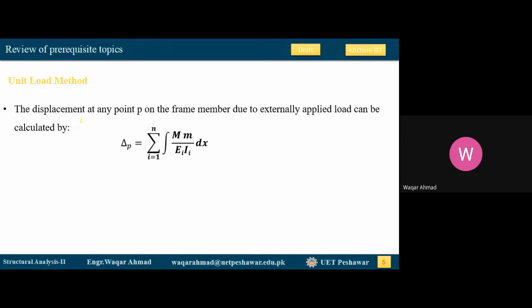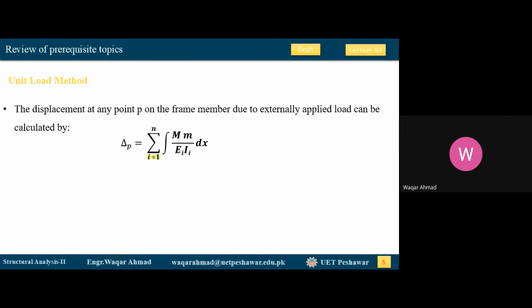In this course, we will be using it quite several times. The formula for this unit load method is given here. Now, what are the different terms in this formula?